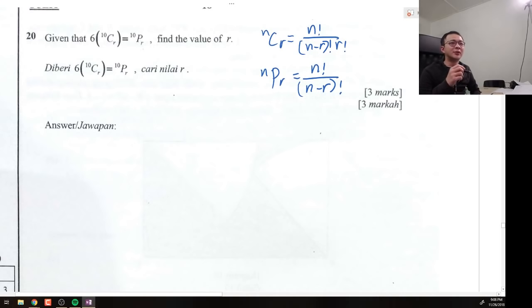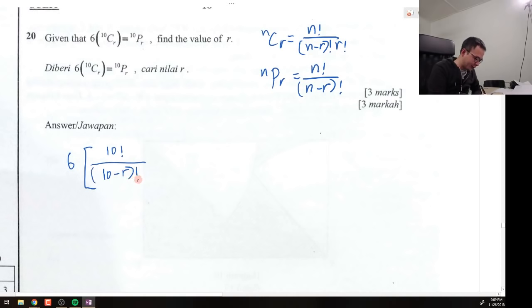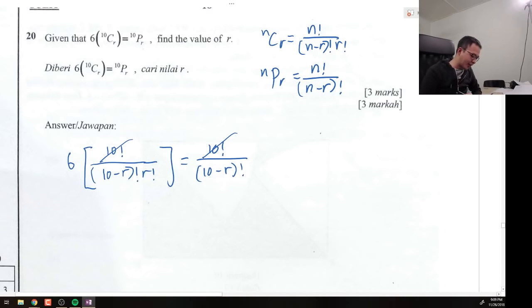So I will expand it. 10Cr will be 10 factorial over 10 minus r factorial and r factorial, equals 10 factorial over 10 minus r factorial. Okay, I divide by 10 factorial on both sides, so this one and this one I cut. And I multiply by 10 minus r factorial, so this one and this one I cut because they are the same thing. So here only 1 is left, right? The r factorial I'm going to move to the other side. 1 multiplied by r factorial, I get r factorial equals 6.